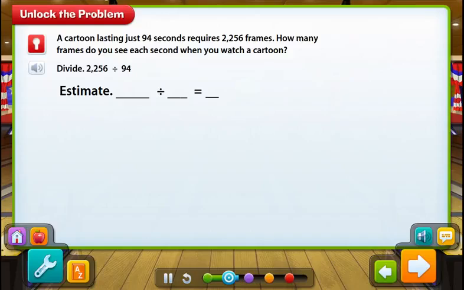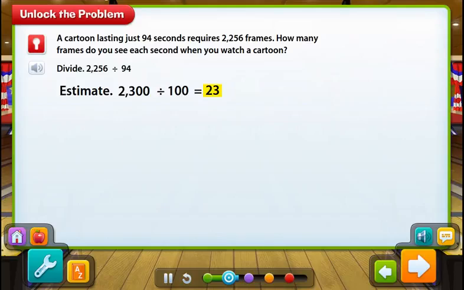What's a compatible number for 2,256? 2,300. What's a compatible number for 94? 100. So an estimate is 2,300 divided by 100. What does that equal? 23. Now you can solve for the exact quotient.